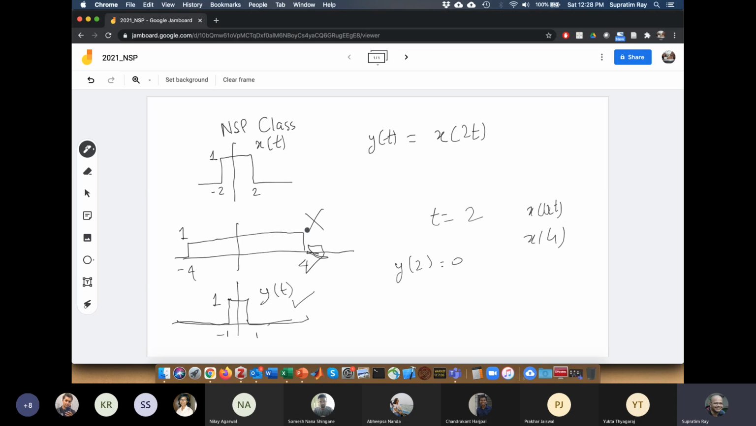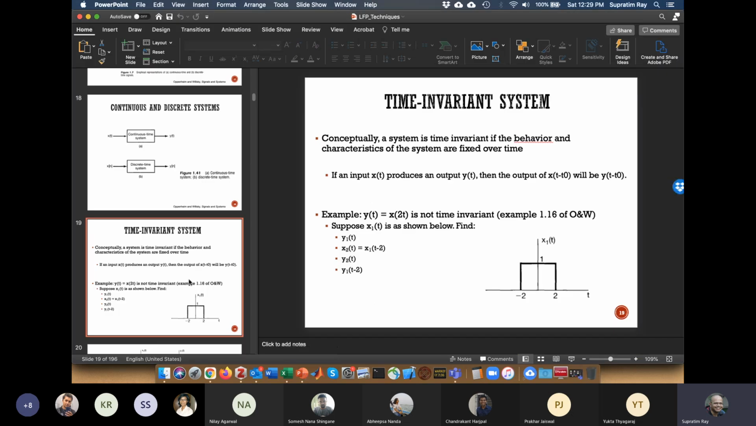X of t by 2 would have stretched it by a factor of 2. Because when t is 4, t by 2 is 2, and then the whole thing remains 1 between -4 and 4. This is actually equal to x of t by 2. This is by t, equal to x of 2t. It's a little counterintuitive because you think you multiply, so you expect it to expand, but it's actually the other way around. Okay, so let's go back to our example.